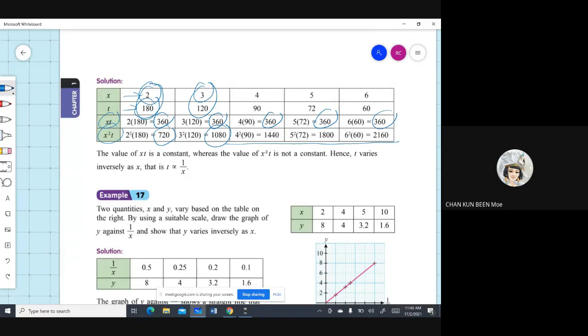Okay, so the value of xT is a constant, whereas the value of x squared T is not a constant. Therefore, T varies inversely as x. That is, T varies inversely as 1 over x. Okay, T varies inversely as x because the value of xT that you get over here is a constant.